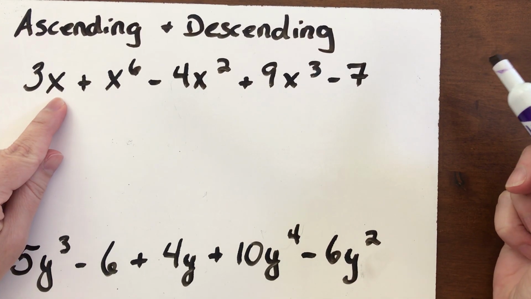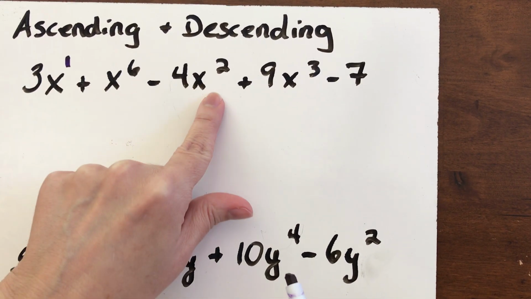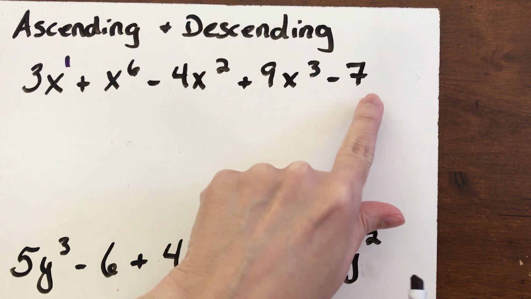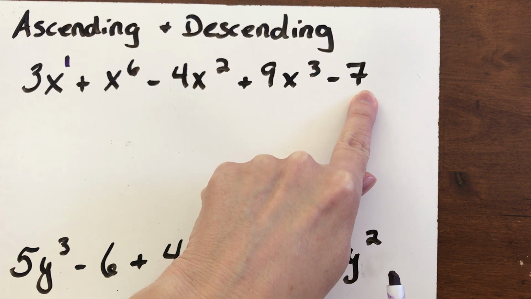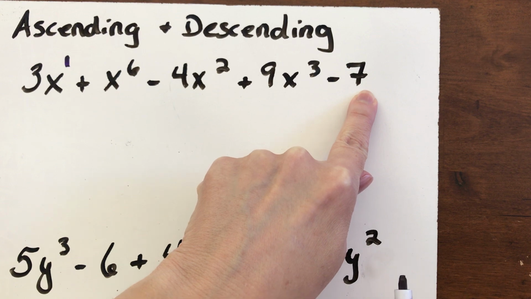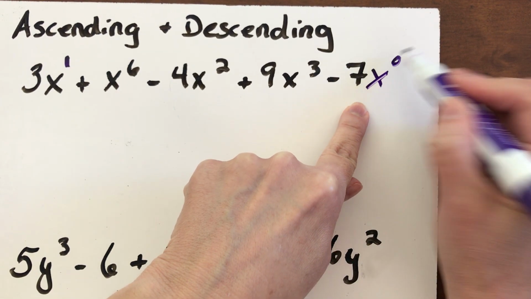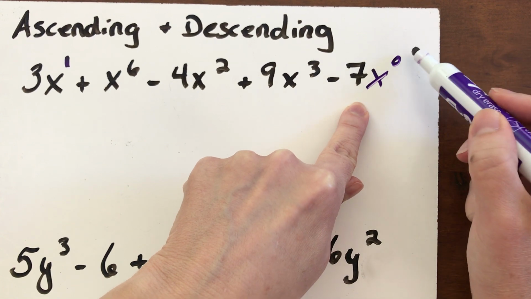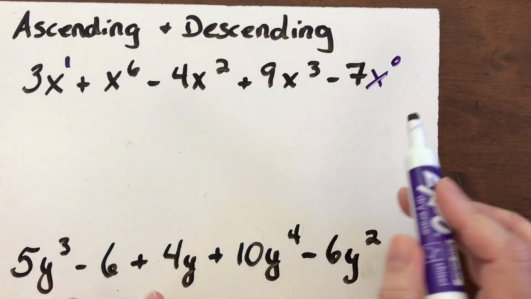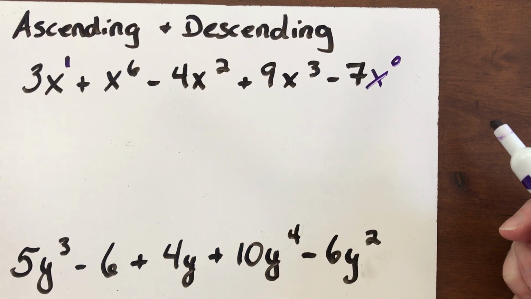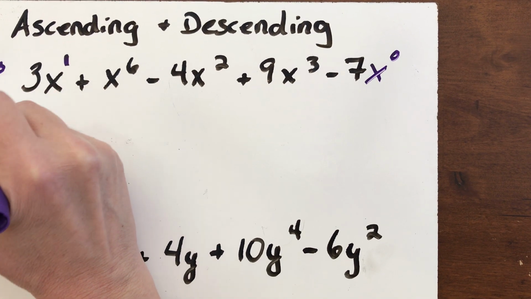This is x. Well, this actually has a 1 on it. X to the 6th, x to the 2nd, x to the 3rd, and then this doesn't have an x. Well, I always do this to help me keep things in order, not get confused. Since this doesn't have an x, it has x to the 0. Remember, x to the 0 is 1. 1 times negative 7 is negative 7, so it's not going to change it, but it helps you organize things in ascending to descending. So we're going to do ascending for this one, okay?